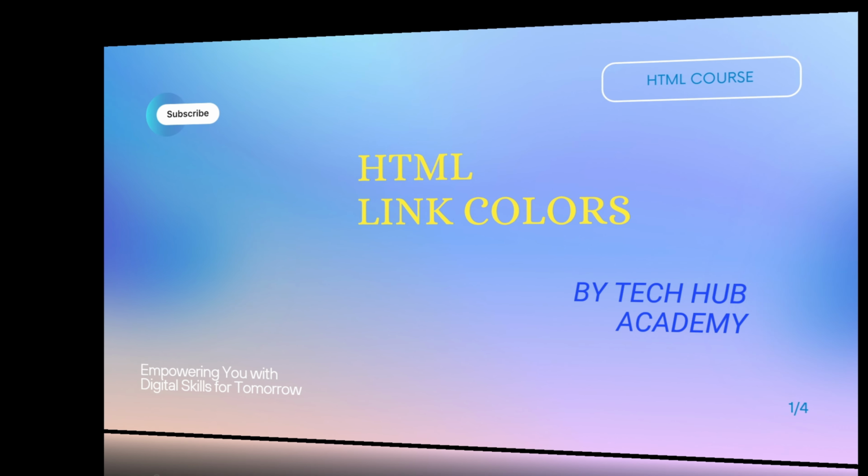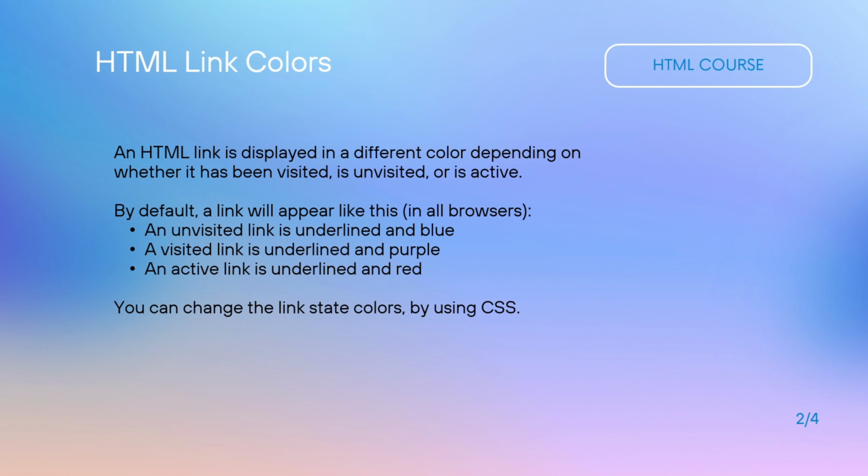HTML links appear in different colors depending on their state. A link can be in three main states. Number 1, unvisited. This is a link that the user has never clicked before. By default, it appears blue and underlined.